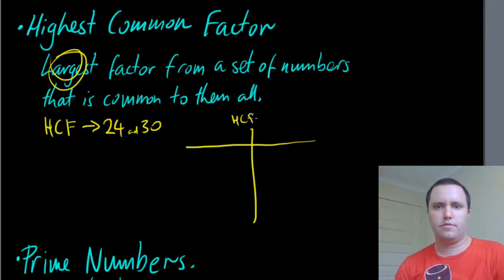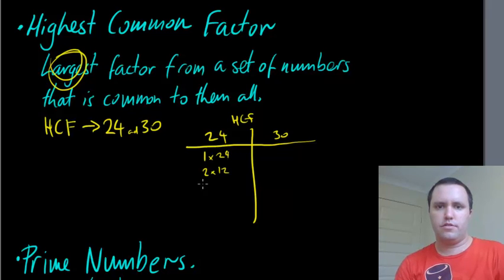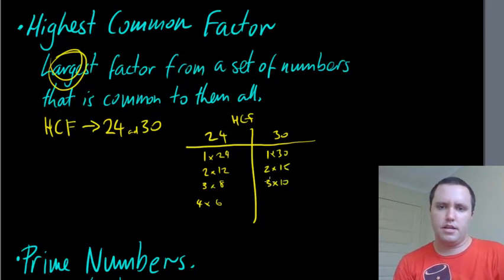We're looking for highest common factors, 24 and 30. Now, you list off all your factors. So 24, we have 1 times 24, 2 times 12, 3 times 8, 4 times 6, and I think we've exhausted them all. 30, 1 times 30, 2 times 15, 3 times 10, 4 doesn't work, 5 times 6, 7, we've done.